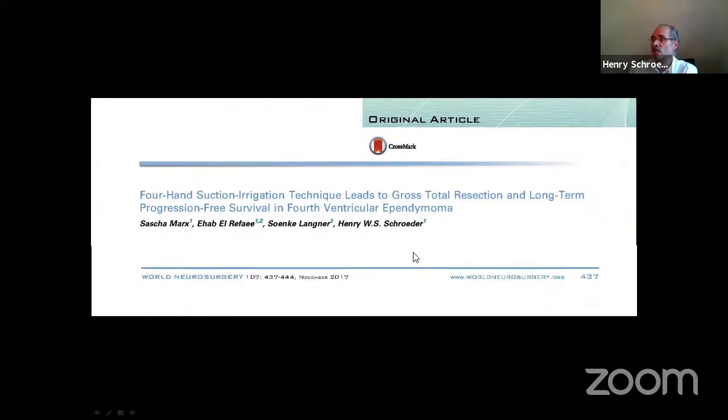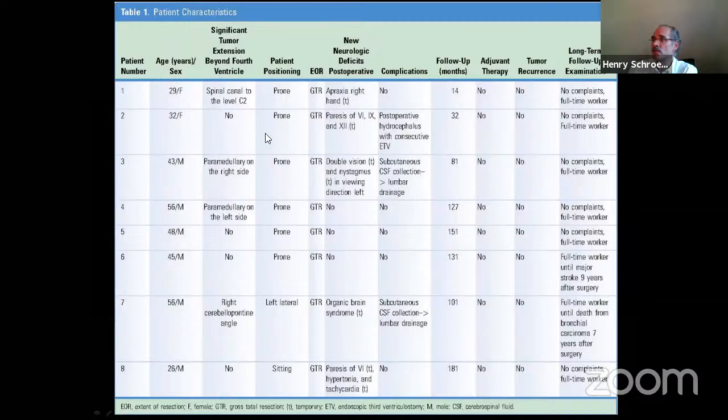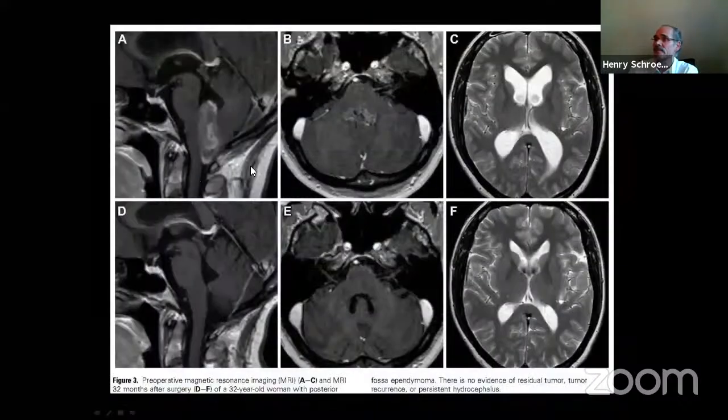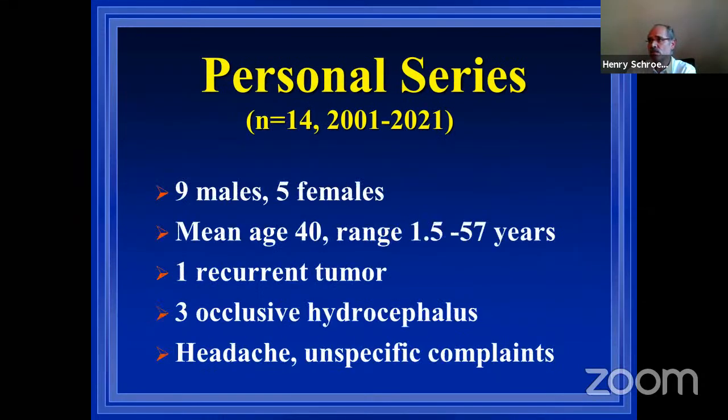And we have published our experience with the two-hand suction irrigation technique in working with surgery. In this series, we had a gross total resection of all these patients, and we had no recurrence. This is a lady who came later with a recurrence, what I showed you in the foramen Luschka. There's another case also with this tumor in gross total resection. The conclusion was that the two-hand suction irrigation technique leads to gross total resection, and there is no need for radiation in adult patients. But of course, you cannot compare to pediatric patients, as I have shown you.